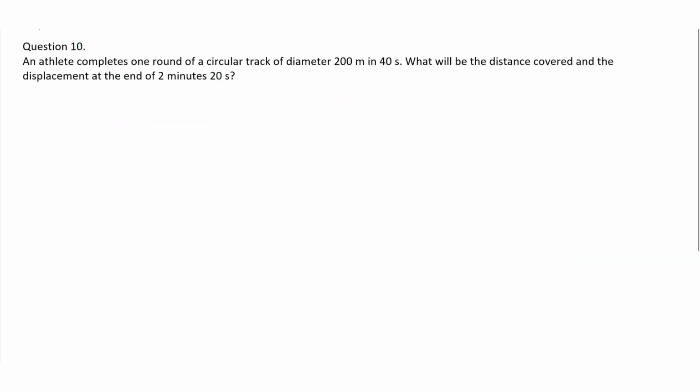An athlete completes one round of a circular track of diameter 200 meter in 40 seconds. On the basis of the given data, there is a circle, and the athlete is moving from this point, and this is our center. The diameter is given as 200 meter, therefore radius will be equal to 200 by 2, that is equal to 100 meter.